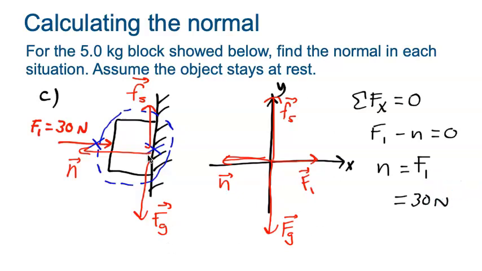So that's a wrap for this clip. Make sure that you are aware that the normal is always perpendicular to the surface, and that to be able to find the normal, please get away from the idea that it's always equal to mg. What you really want to use is the sum of forces, and from the sum of forces, you'll be able to find the value. Alright, see you next time.